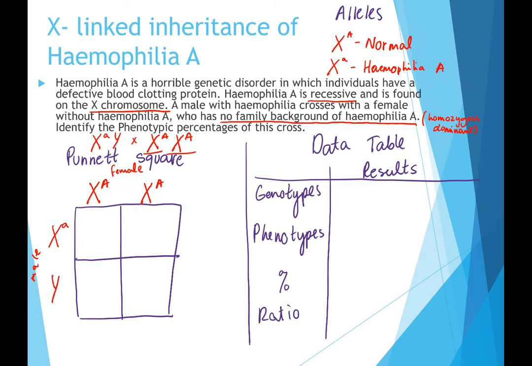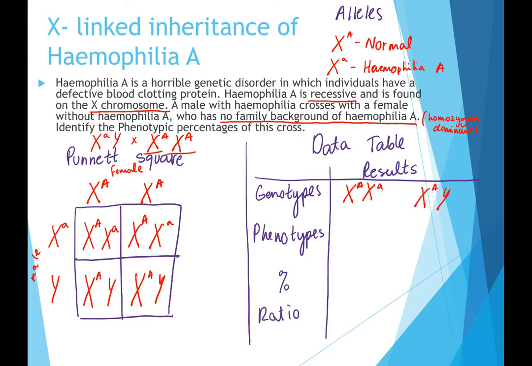Okay, and then we're going to do just like a normal Punnett square. So X big A, X little a, X big A, Y, X big A, X little a, and X big A, Y. Okay, what are the two possible genotypes? So we have X big A, X little a, and we have X big A, Y. Okay, and then what are the phenotypes here?